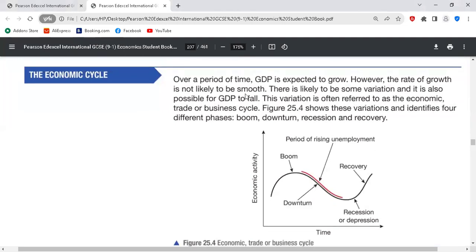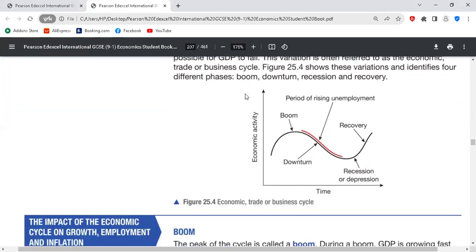The economic cycle or the business cycle: over a period of time, GDP is expected to grow. However, the rate of growth is not likely to be smooth. There is likely to be some variation, and it is also possible for GDP to fall. This variation is often referred to as an economic cycle or business cycle, which is shown here. So we have the boom, the downturn, recovery, recession, or depression. So we start with one at a time.